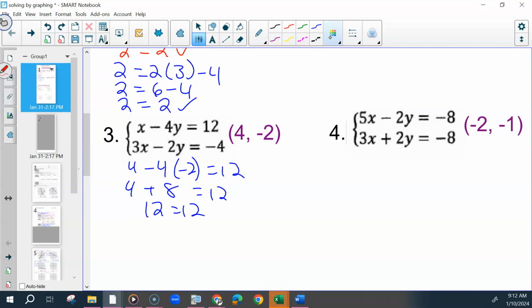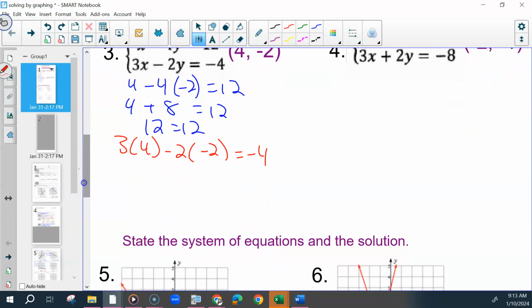Okay. And then for the second one, 3 times 4 minus 2 times -2. So we have 12 plus 4 equals -4. If I add these together, am I going to get -4? Because this one does not work, this could not be the solution. Which means somewhere we did something wrong and we have to go back and solve and fix it. Questions on that?